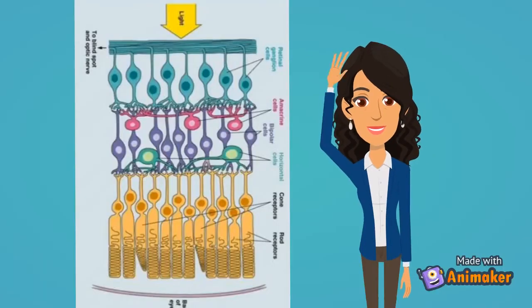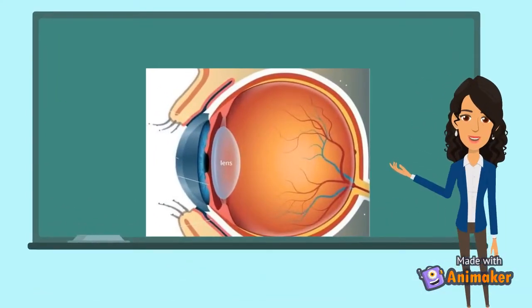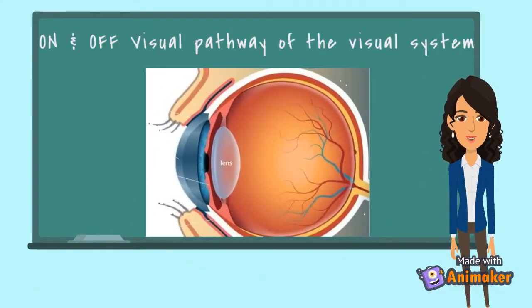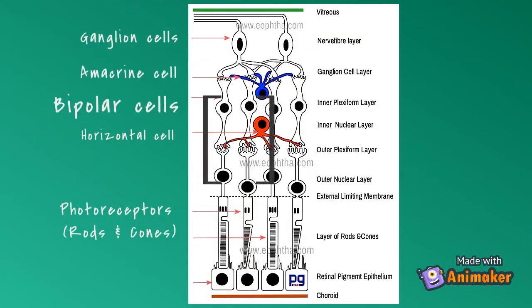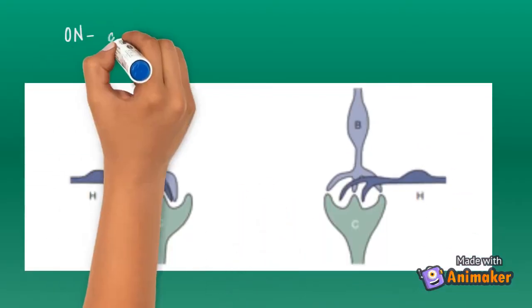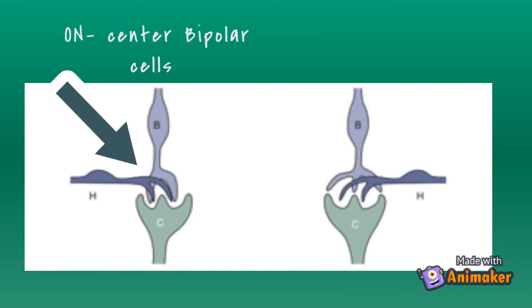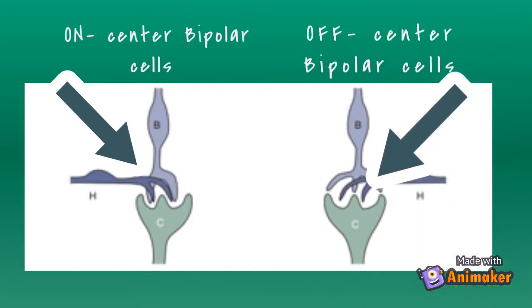And now we're going to look further into the pathway of signals in the visual system. To detect the appearance and disappearance of light, the retina has on and off channels, which are present at many levels of the visual pathway. The first layer to have these channels is at the bipolar cells. In the outer plexiform layer, the on-center bipolar cells make an invaginating synapse with the photoreceptors, while the off-center bipolar cells make a flat synapse.